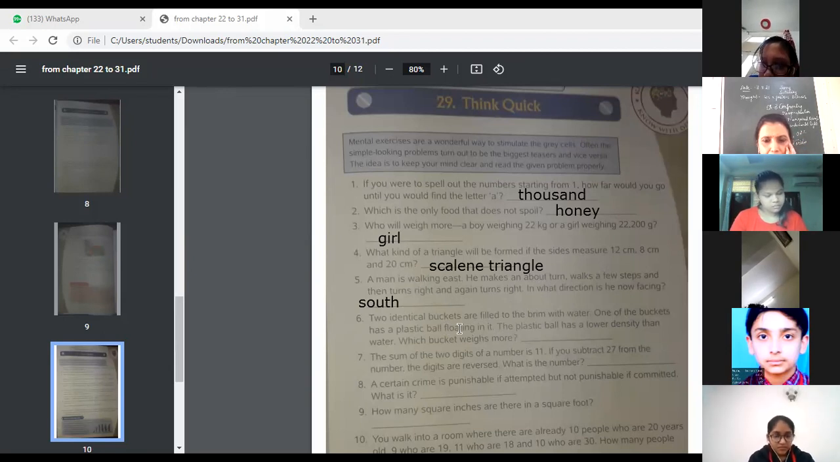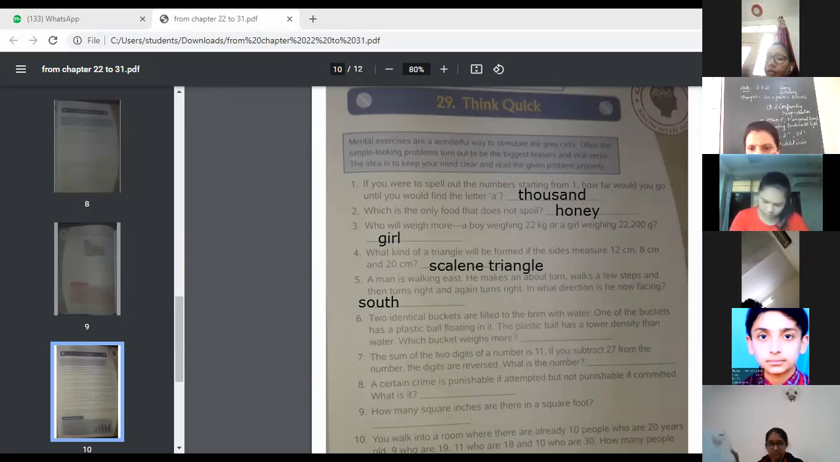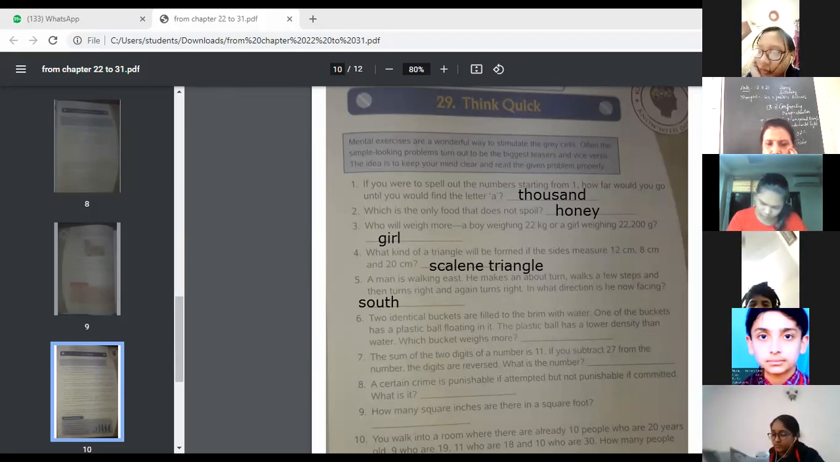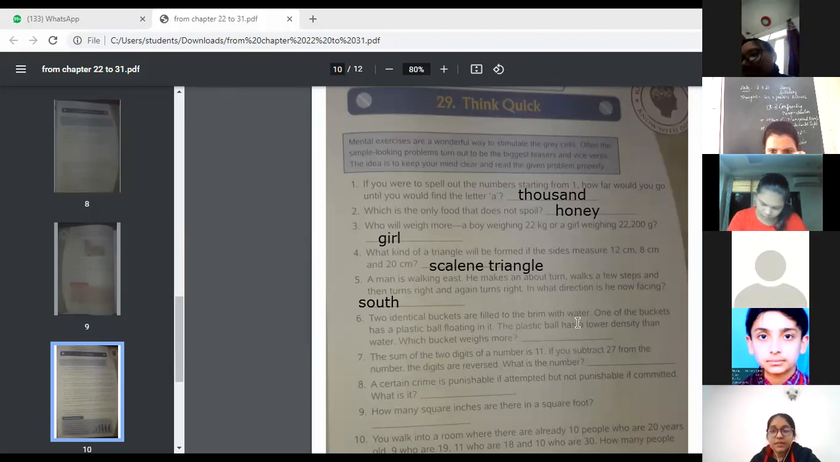Two identical buckets are filled to the brim with water. One of the buckets has a plastic ball floating in it. The plastic ball has a lower density than the water. Which bucket weighs more? Ma'am, the bucket without the ball. Reason?